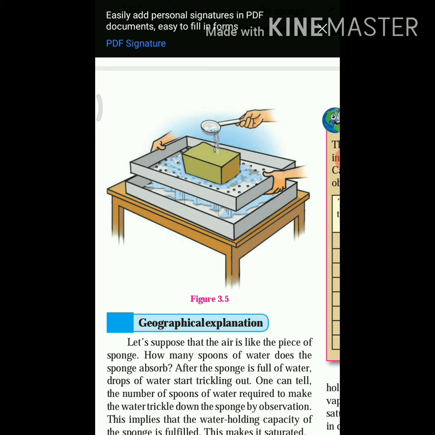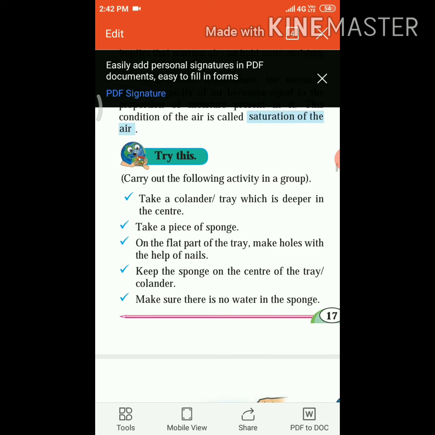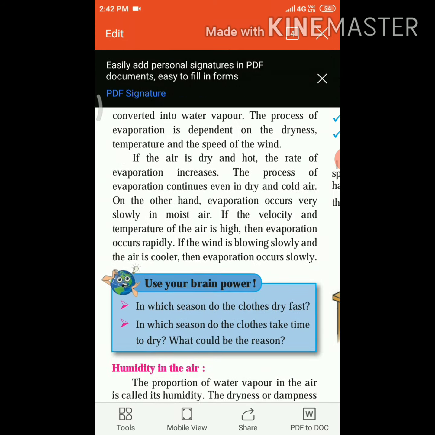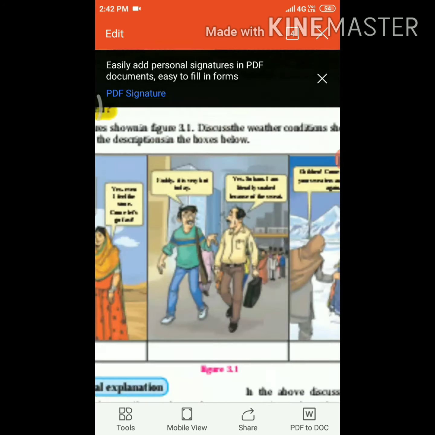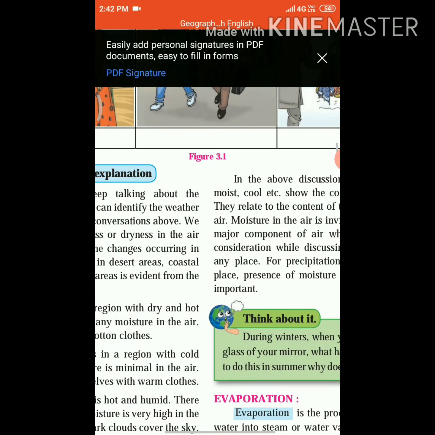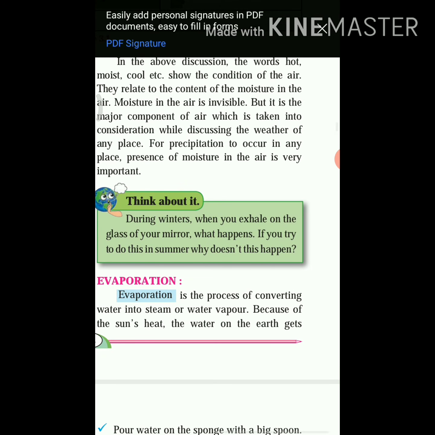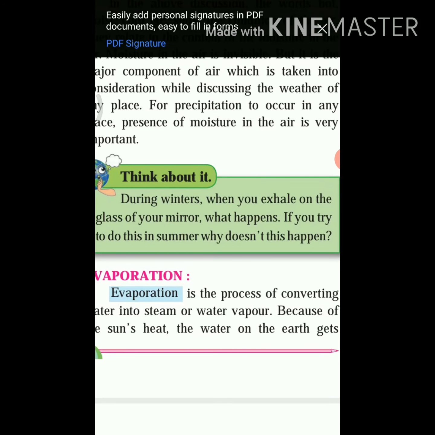Now the first point we will see is evaporation. Okay, now what is evaporation? You can see this here. The process of converting water into steam or water vapor is called evaporation. Got it? The process of converting water into steam or water vapor is called evaporation.